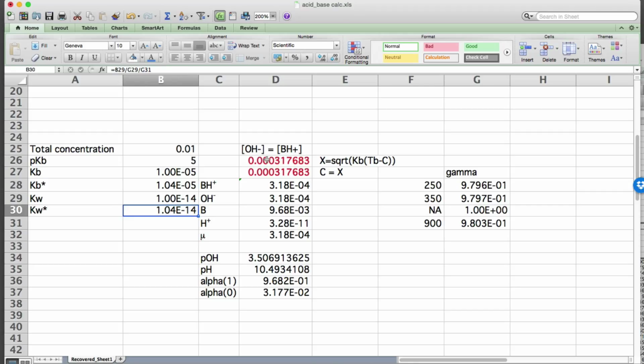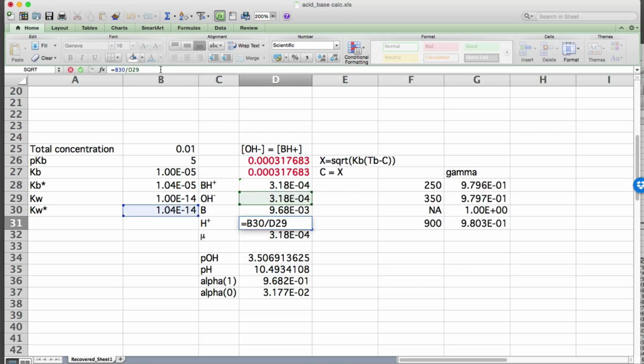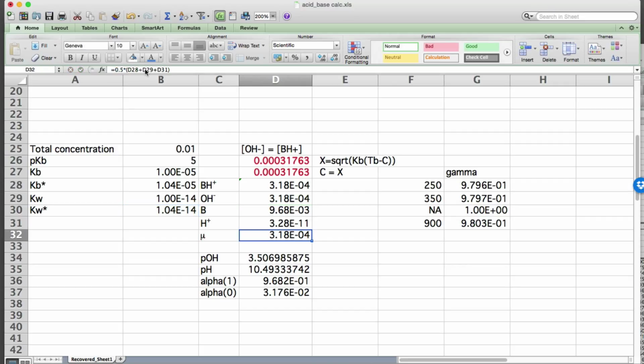So you may have noticed I was a little bit careless in defining cell B28. B28 wasn't really Kb, it's Kb star. And I did that because I want to include the ionic strength dependence. And similarly, if I look at it, H plus is the Kw star divided by the OH minus concentration. So this accounts for the ionic strength effects on the dissociation of water.